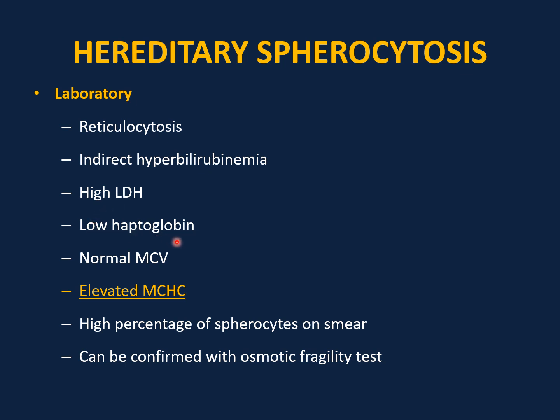So low haptoglobin. This is a normocytic anemia. It's not macrocytic, it's not microcytic, and this is unique about hereditary spherocytosis: MCHC will be elevated. So this is the importance of MCHC in cases of hereditary spherocytosis, it will be elevated. And a high percentage of spherocytes on the peripheral smear, and the diagnosis of hereditary spherocytosis can also be confirmed with the osmotic fragility test, because the red cell cytoskeleton is fragile and can be broken by hypotonic solution.